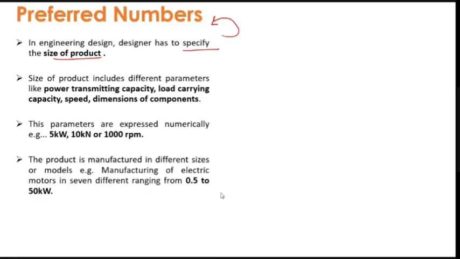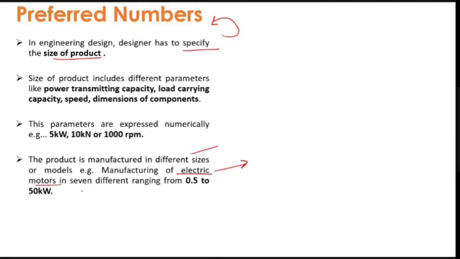Now, basically, what happens? Any manufacturer, you can take an example of an electric motor. Now, basically, the product is manufactured in different sizes or models, right? Let us say an electric motor. Now, a company which is manufacturing electric motors has to manufacture electric motors with different sizes. Am I correct? Means what, he will not manufacture only one size of electric motor, because electric motor is required by different users for different applications. So he has to specify some range.